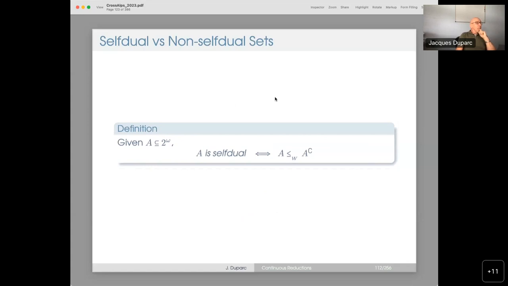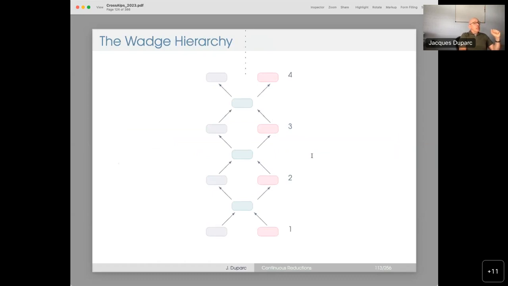So, one little thing, the notion of being self-dual, which is crucial. A subset of the Cantor space is self-dual if and only if it reduces to its complement, right? The picture is like this inside the wedge hierarchy. These are the classes or the degrees generated by self-dual sets. These are the degrees generated by non-self-dual sets, right? It is extremely easy to describe the sets that belong to self-dual classes on the basis of the ones that belong to the non-self-dual classes. The other way around is not easy at all.